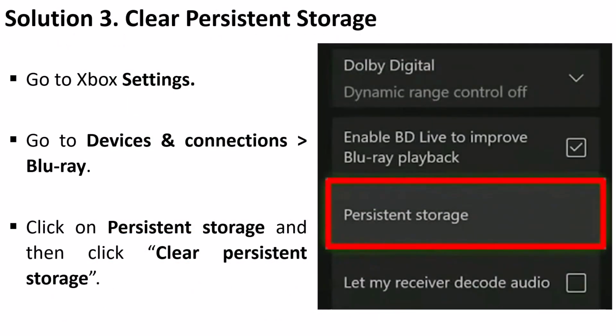Solution 3 is to clear persistent storage. So go to Xbox settings, go to devices and connections, Blu-ray, click on persistent storage and then click on clear persistent storage and then check if the problem is solved or not. Now if you don't see this clear persistent storage option in your consoles, then skip this solution.